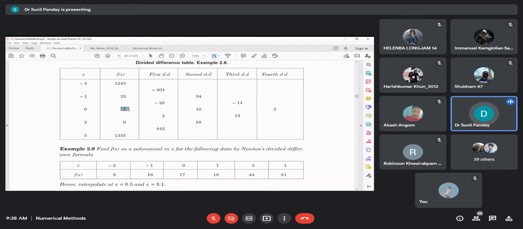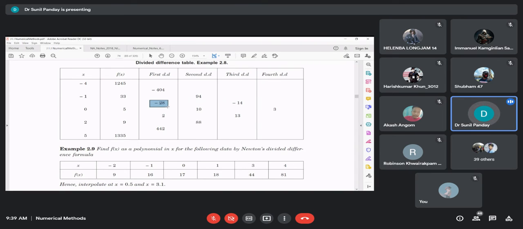9 minus 5 is 4, and 4 is divided by 2 minus 0, that is 2. So 4 by 2 is 2. Similarly, 1335 minus 9 divided by 5 minus 2, that is 3. You will get 442. To get the second order, so here in the divided difference table also, these values are important to us. These values we have to substitute in our Newton divided difference interpolation formula.